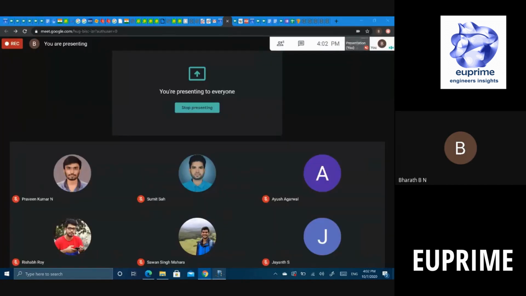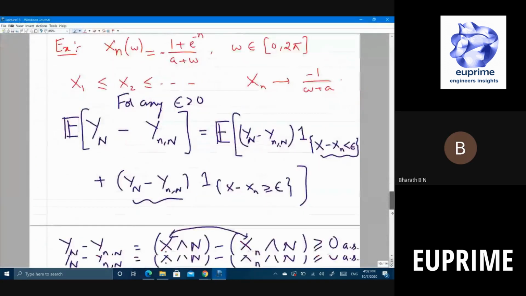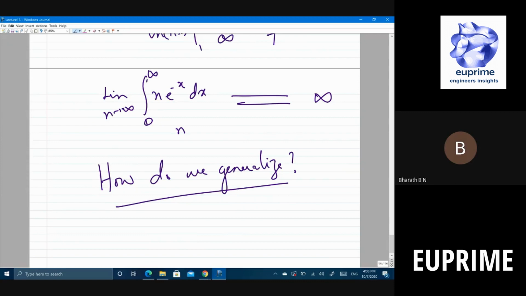Any questions? So now the next thing is, how do we generalize? We will ask this question, and in the next class we will answer that. We will look at two important results, Fatou's lemma and the dominated convergence theorem. That will tell you when you can really exchange limits and expectations.